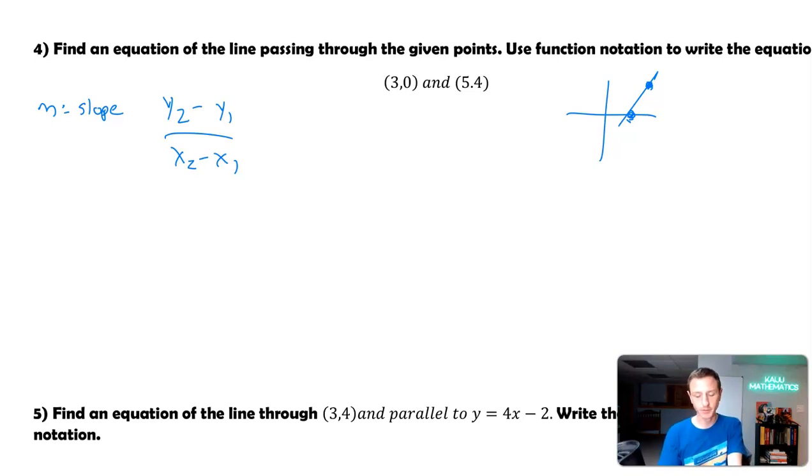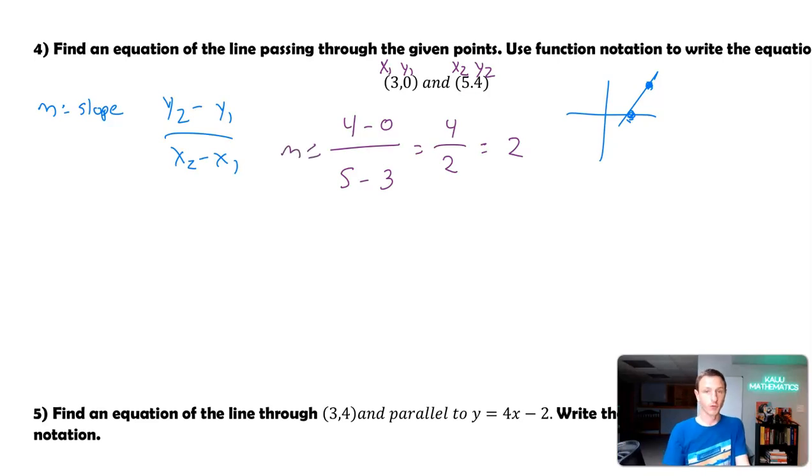So we'd use the slope formula, y2 minus y1 over x2 minus x1, where this is our first ordered pair, x1, y1, and then this would be our second ordered pair. So we just plug it into that slope formula. y2, 4 minus the y1 of 0 over x2, 5 minus the x1 of 3. 4 minus 0 is 4. 5 minus 3 is 2. 4 divided by 2 is 2. So we get this slope of 2 over 1, or just 2. So we calculate slope to be 2.